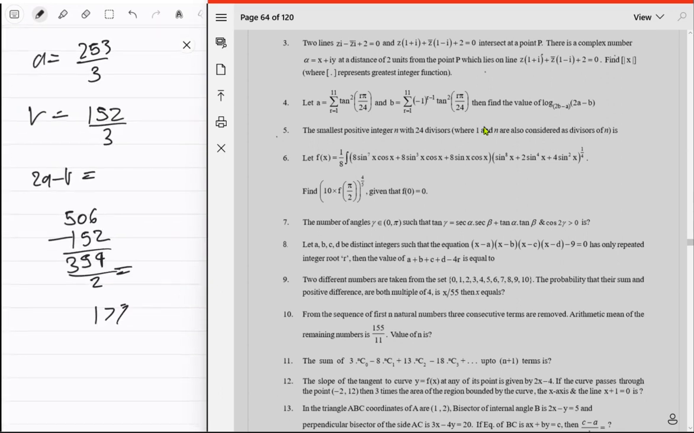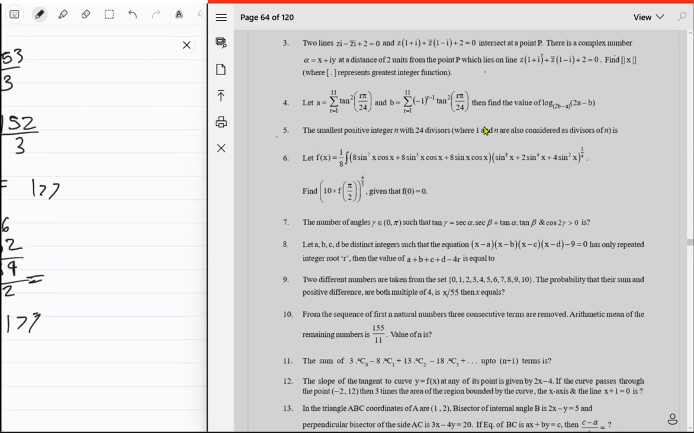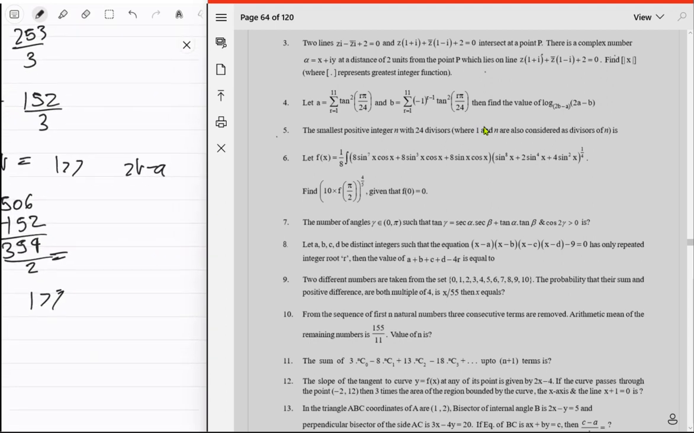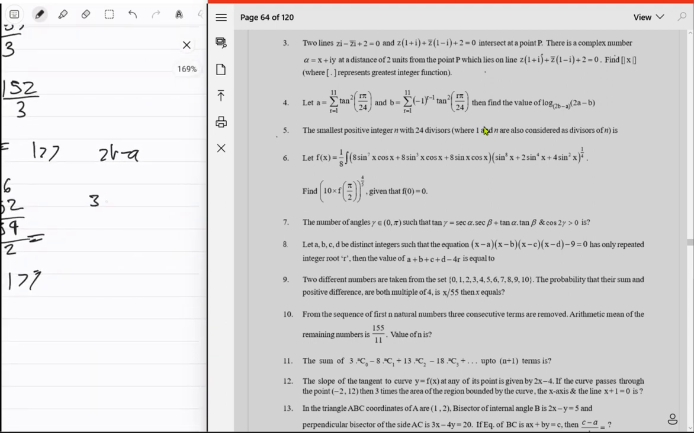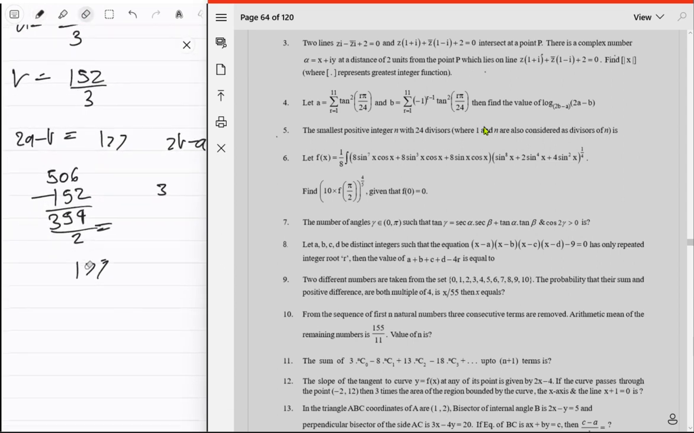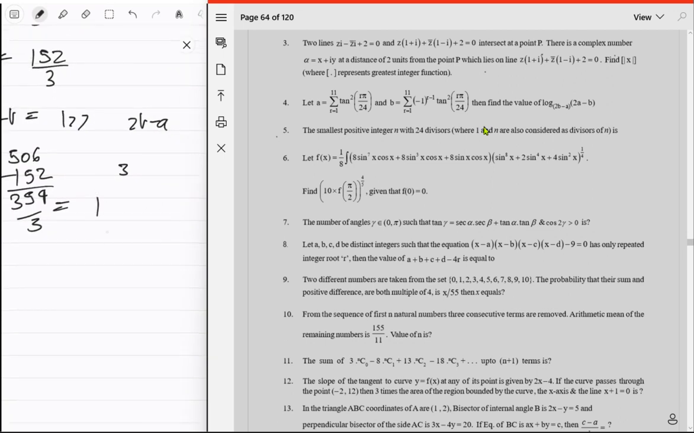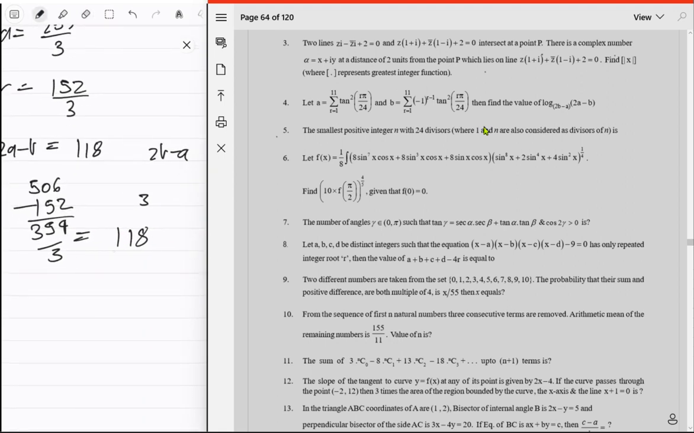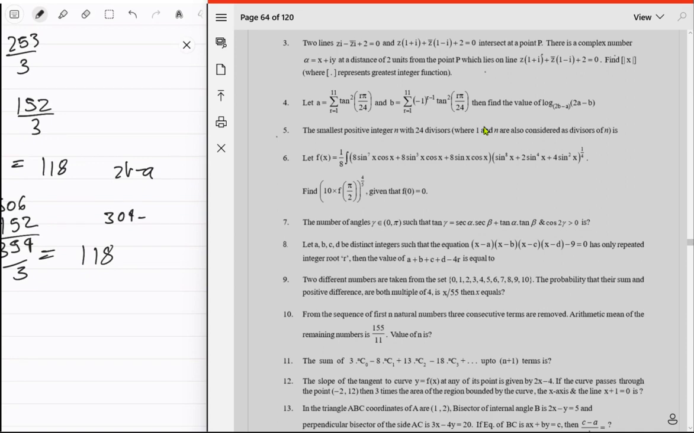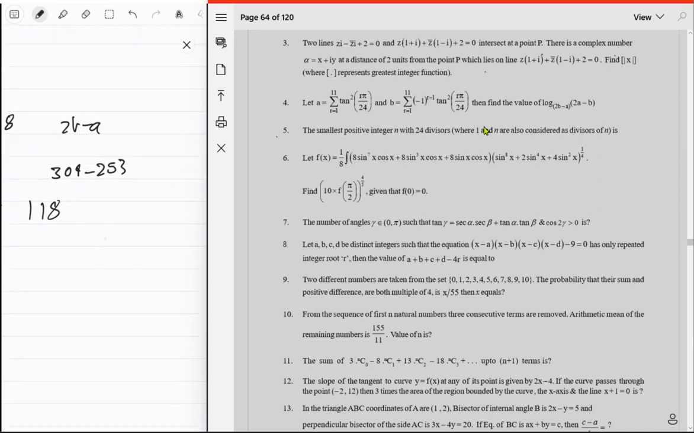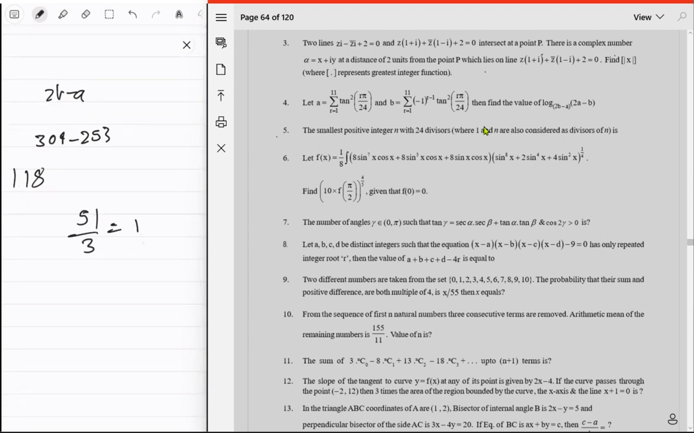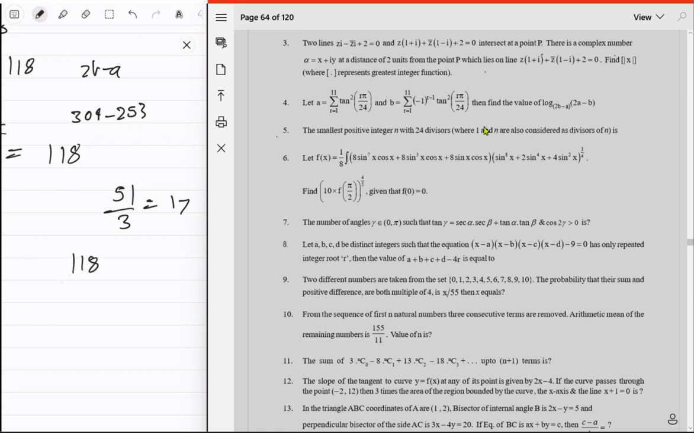So that is 2a minus b, just 177. What's 2b minus a? So 2 times of that is just what, it's not about 2, it's about 3, sorry, what am I doing, just 1, then 1, then for 24 it's 8, it should be 118, sorry, and then about 3, okay, it's like what, 304 minus 253 which happens to be just 51 upon 3, which is like what, 17. So 118 and then here 17, right?